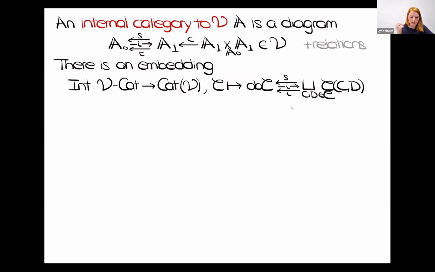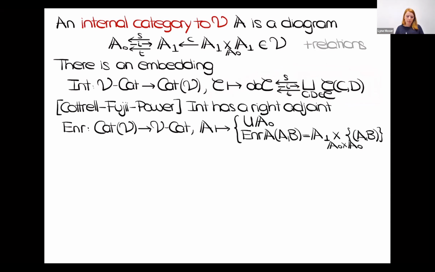So in particular, composition is associative and unital. And so again, as before, I have an embedding of V-enriched categories into internal categories to V, which is given by sending a V-enriched category to this diagram. So before I said that Set is sitting inside V, so I can look at this set as an object in V, and then I can take the coproduct of all these hom objects in C.